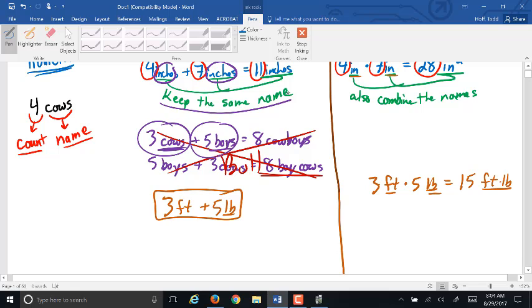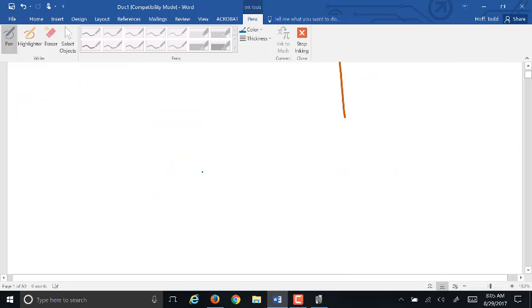It can be a unit of work, or pressure is usually pounds per inch, PSI, but it's part of your power calculation as well. So when we multiplied and when we divide, we didn't need the same names because we're going to combine the names. When we added or subtracted, we had to have the same name because we're going to keep that same name.